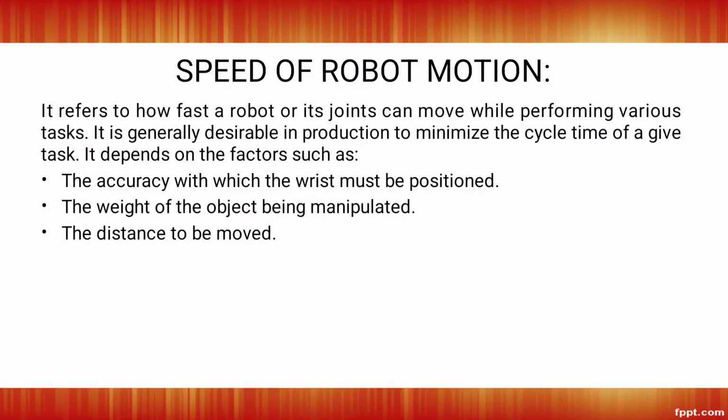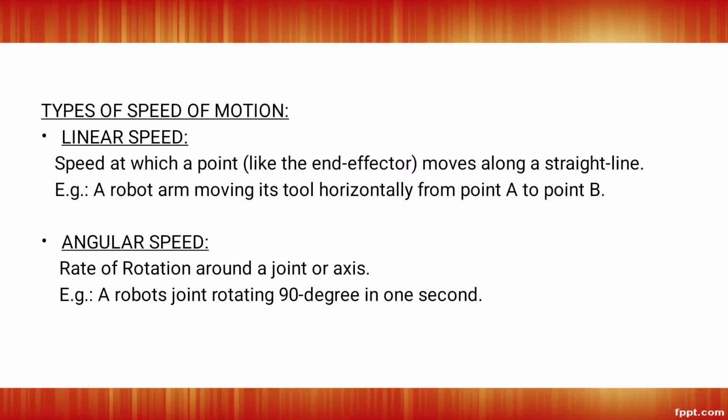It refers to how fast a robot or its joint can move while performing various tasks. It depends on various factors such as the accuracy, the weight of the object, and the distance to be moved. There are several types of speed of motion. First one is linear speed, the speed at which a point, like the end effector, moves along a straight line. For example, a robot arm moves its tool horizontally from point A to point B.